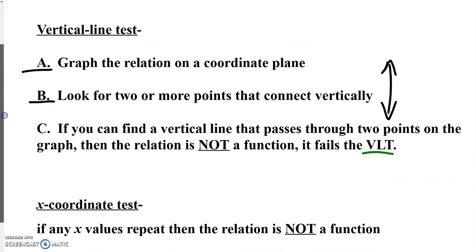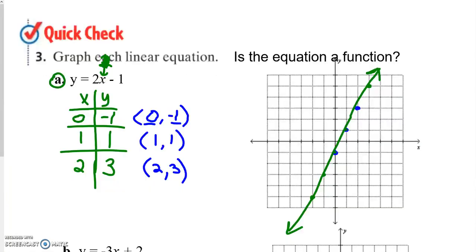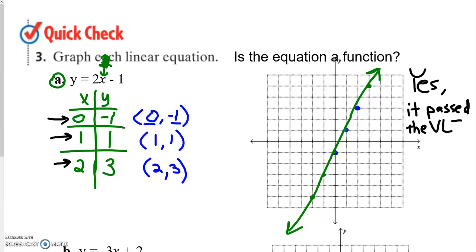Here's the other way you could check. It's called the x-coordinate test. It says if any of your x values repeat, then the relation is not a function. Well, let's take a look here. Look at my x values. I got 0, 1, and 2, so nothing repeated. So, is this thing a function? Yes, it's a function. You can explain it lots of ways. I like to just say it passed the VLT, the vertical line test. Let's try another one.